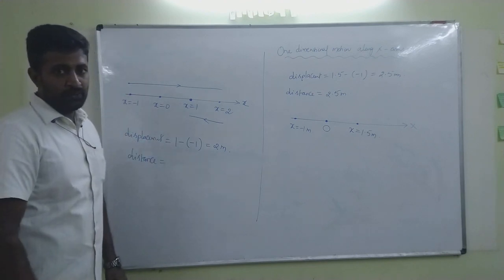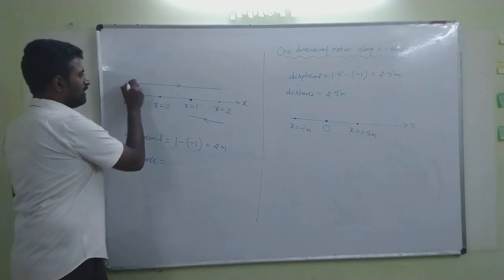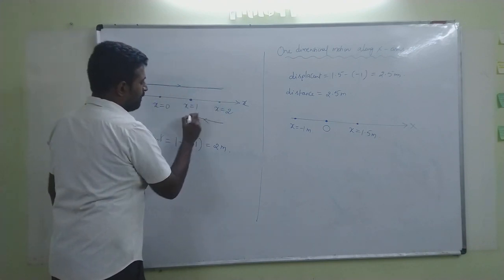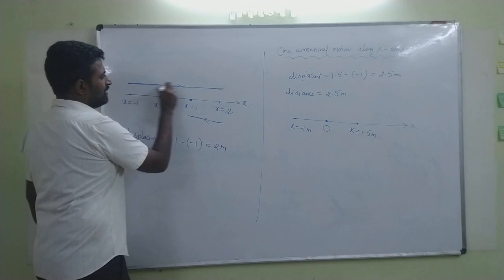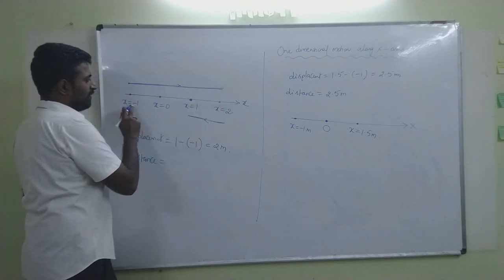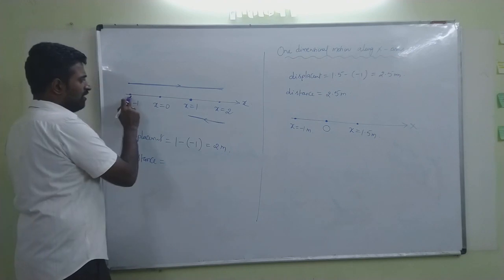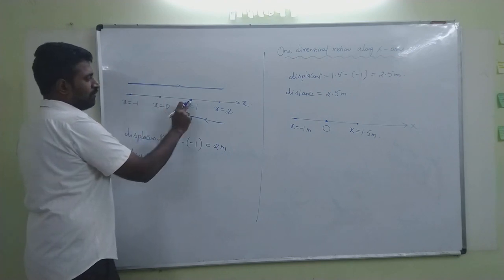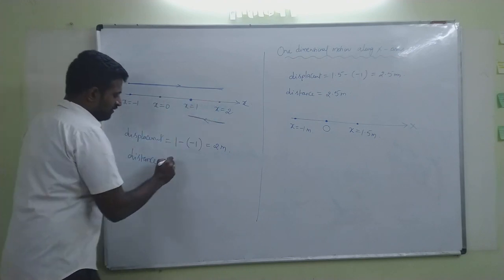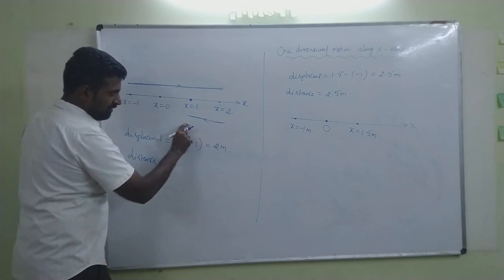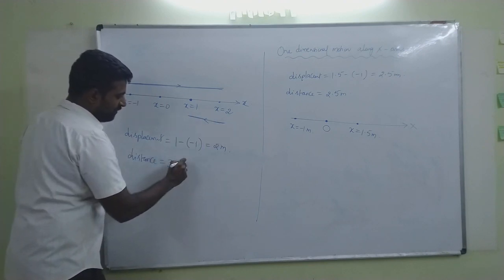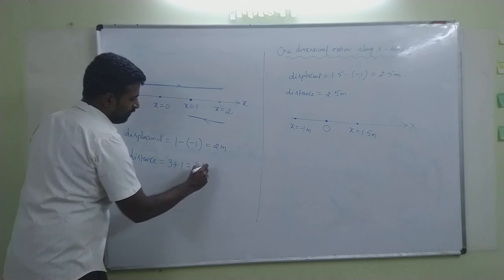Distance will be equal to total path length. Total path length means this length plus this length. How much will be this length? This length, from minus 1 to 2, will be 3 meter, because from here to here it is 1 meter, 2 meter and 3 meter. 3 plus this length, 2 to 1, how much it will be? 1. So it will be equal to 4 meter.